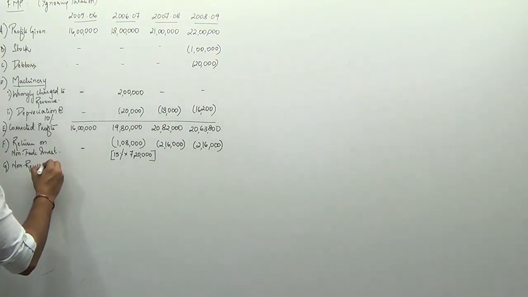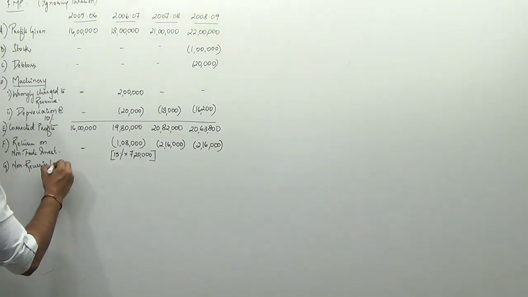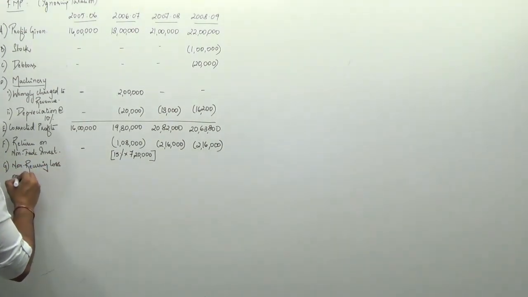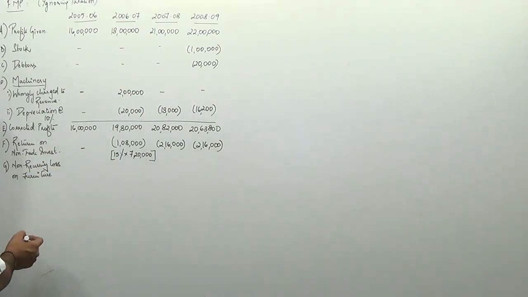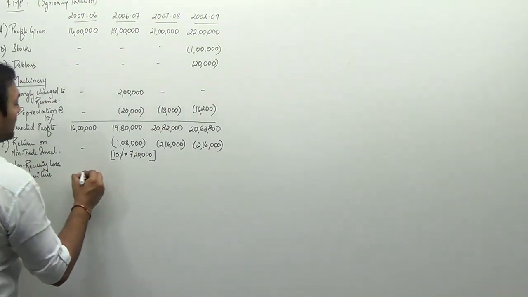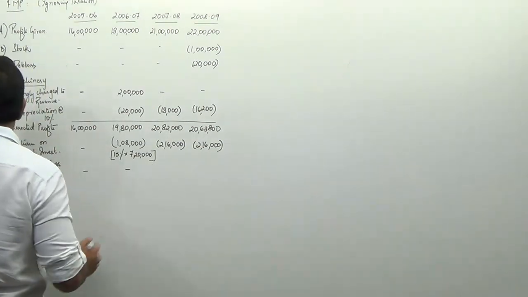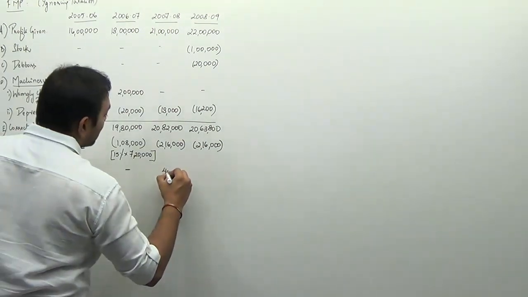Next adjustment is non-recurring loss on furniture. Abnormal losses, guys, those are 2007-8, last before year, add back your profits by 40,000.